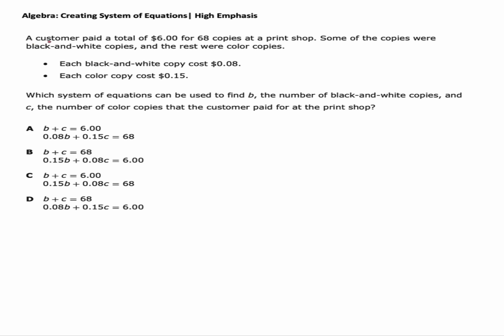It says that a customer paid a total of $6 for 68 copies at a print shop. Some of the copies were black and white, and the rest were colored copies. Each black and white copy costs 8 cents. Each color copy costs 15 cents. Which system of equations can be used to find B and C, the number of colored copies that the customer paid at the print shop?